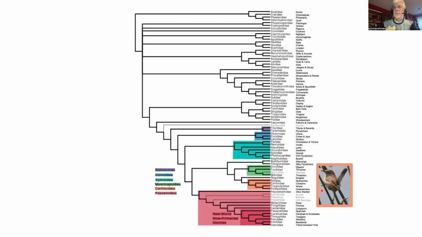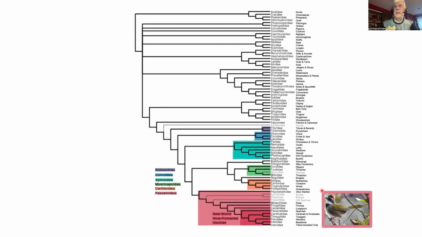Next superfamily is called Certhioidea. It has the wrens, gnatcatchers, nuthatches, a couple others. Fairly small as superfamilies go. And finally, the really big one, at least around here, is Passeroidea, which includes a bunch of families, including everything you think of as a finch or a sparrow, tanagers, all kinds of other things.